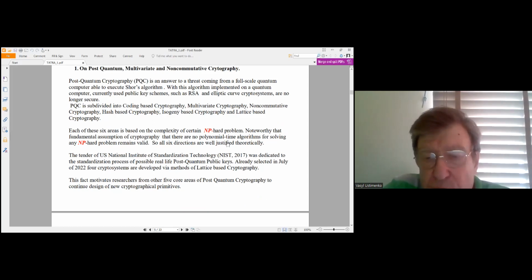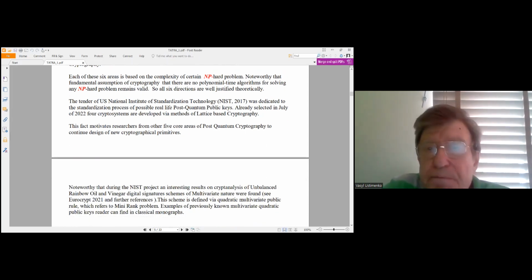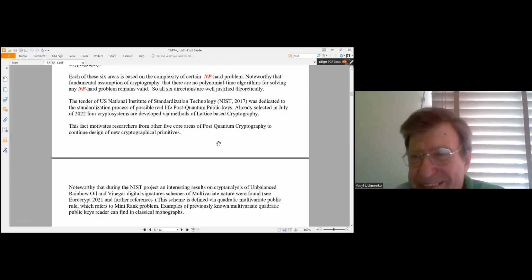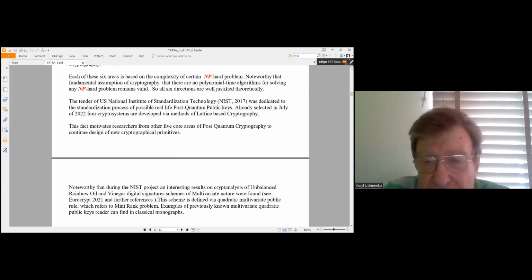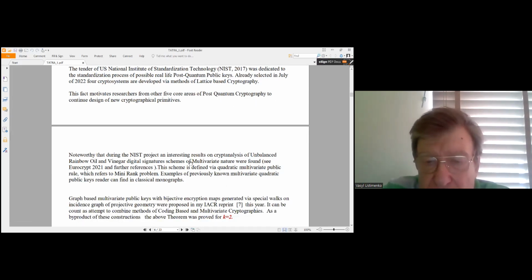So these outcomes motivate algebraists to look for other ideas in this post-quantum cryptography. During this project, the last algebraic cryptosystem was the so-called unbalanced rainbow oil and vinegar digital signature scheme of multivariate nature. Actually, it was based on quadratic maps. We can think that it's from the Cremona group, the affine Cremona group. It was investigated and cryptanalytic instruments were found. You can look at the Eurocrypt 2021 results. So that's the current situation. Algebra is supposed to start from scratch in the area of public keys.